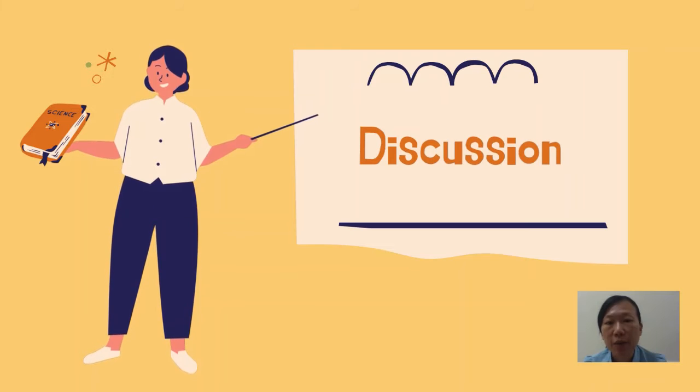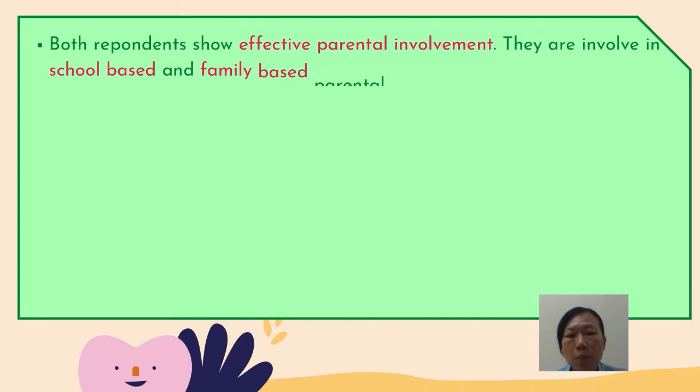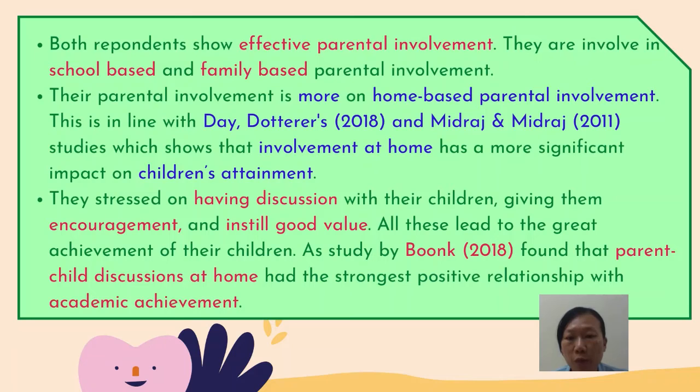Next, we will discuss the findings. Both respondents show effective parental involvement. They are involved in school-based and family-based parental involvement. Their parental involvement is more on home-based parental involvement. This is in line with previous studies, which show that involvement at home has a more significant impact on children's attainment. They stress having discussions with their children to help them solve their problems, giving them encouragement and instilling good values. All this leads to the great achievement of their children.